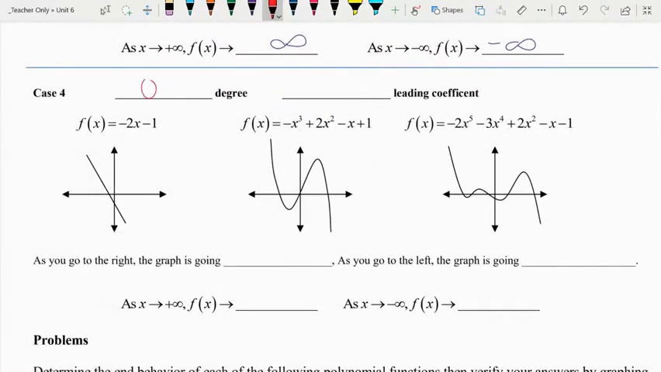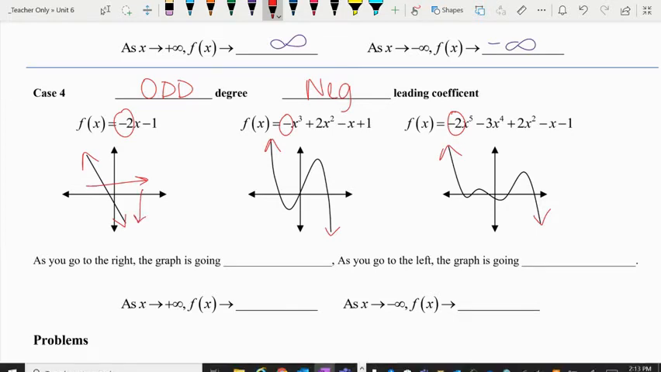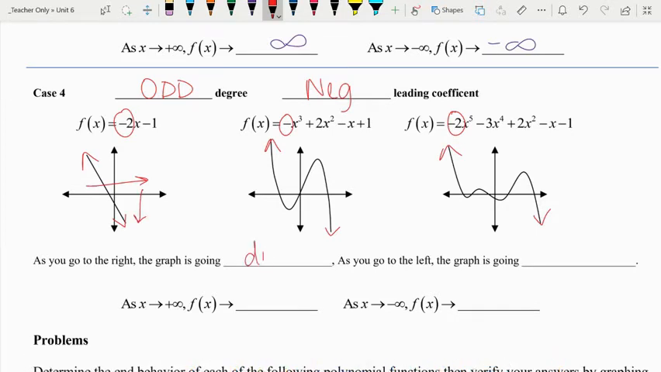If you have an odd degree and it is a negative leading coefficient, like negative 2, negative 1, negative 2, notice how it just flipped. So now it's up, down, up, down, up, down, the whole way. As we are going to the right, it is decreasing, so it is going down. And as we go to the left, it is increasing, going up. Down means negative infinity, up means positive infinity.